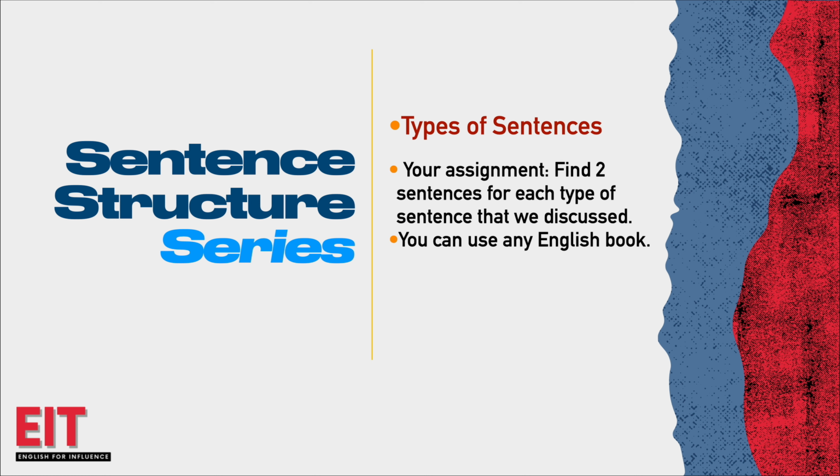So I'm giving you an assignment. Your assignment is to find two sentences for each type of sentence that we discussed. That means you should give me 8 sentences. You can use any English book. I highly recommend the Bible because it uses different types of sentences. So that's one good place for you to find them. And of course, if you can write your own sentences for each type, that would be awesome.